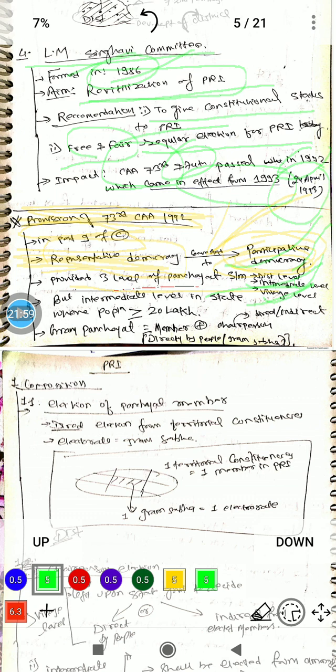But for the intermediate level, the state population should be greater than 20 lakh. The Gram Panchayat members will be directly elected by the people from the Gram Sabha, and the chairperson may be directly or indirectly elected. We will see this in the upcoming slides.